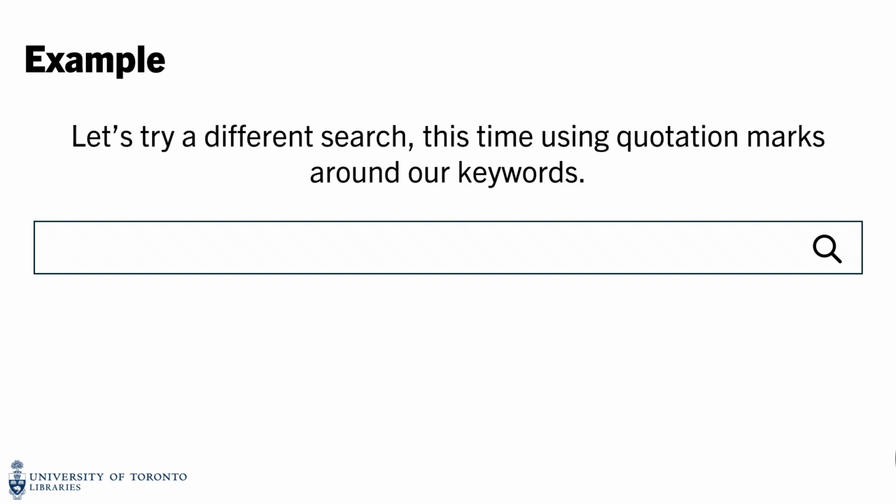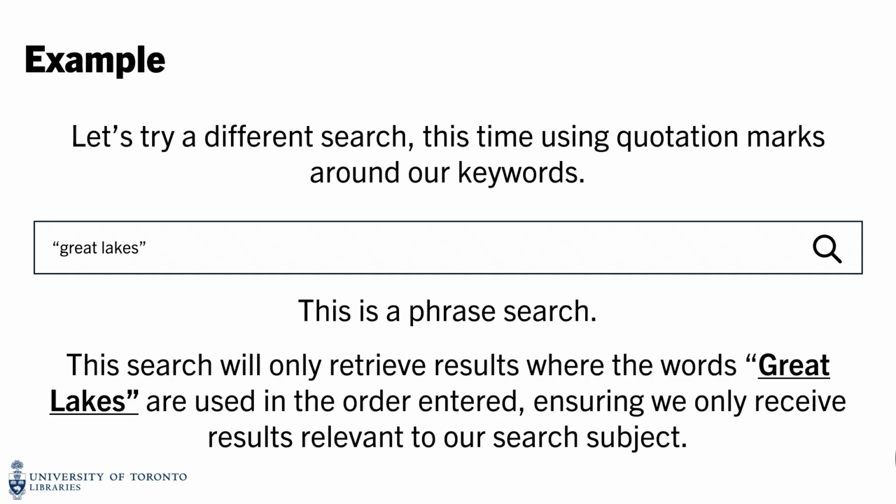Let's try a different search, this time using quotation marks around our keywords. This is a phrase search. This search will only retrieve results where the words Great Lakes are used in the order entered, ensuring we only receive results relevant to our search subject.